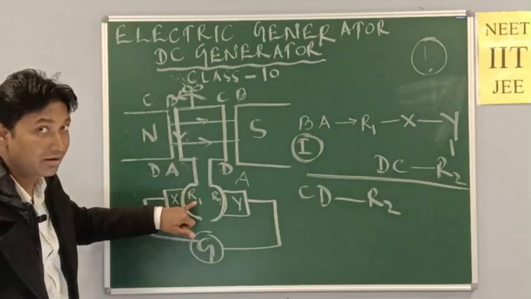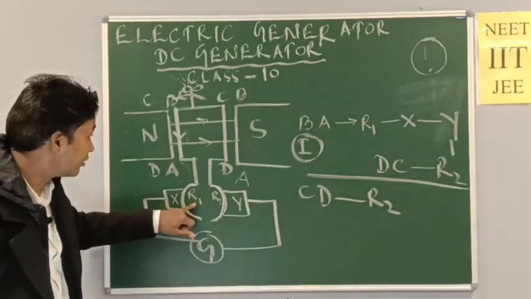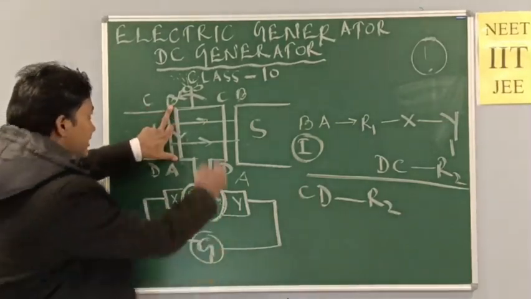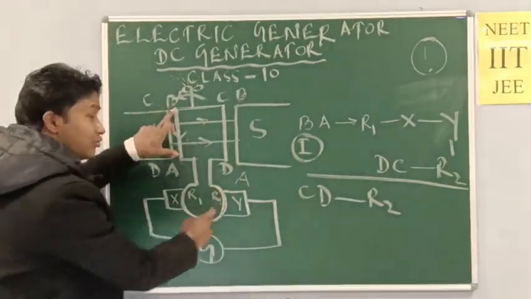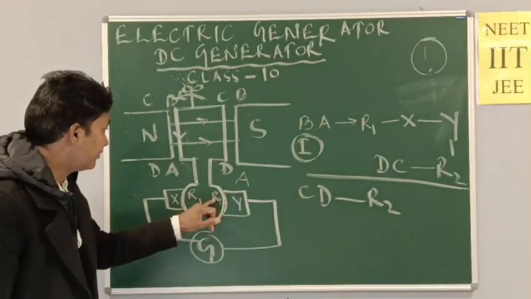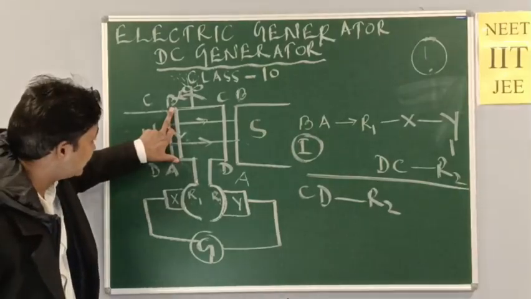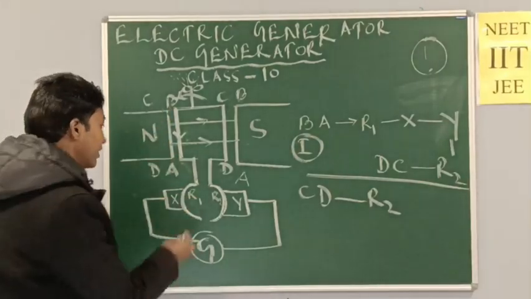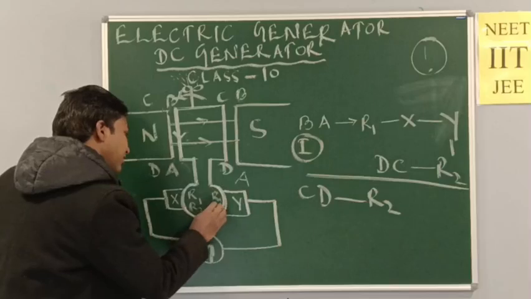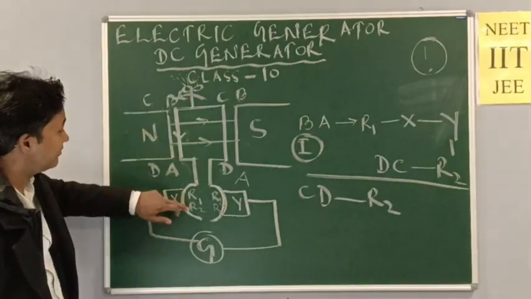Here R1 never, here R2. This CD is connected with R2. So after half rotation, CD is connected with R2. Now here will be R2, here will be R1. CD is connected with R2.